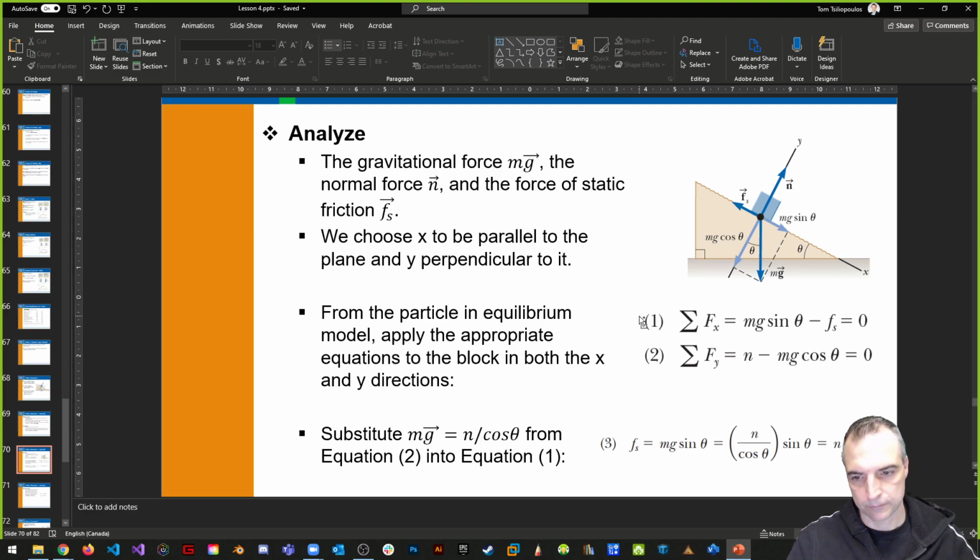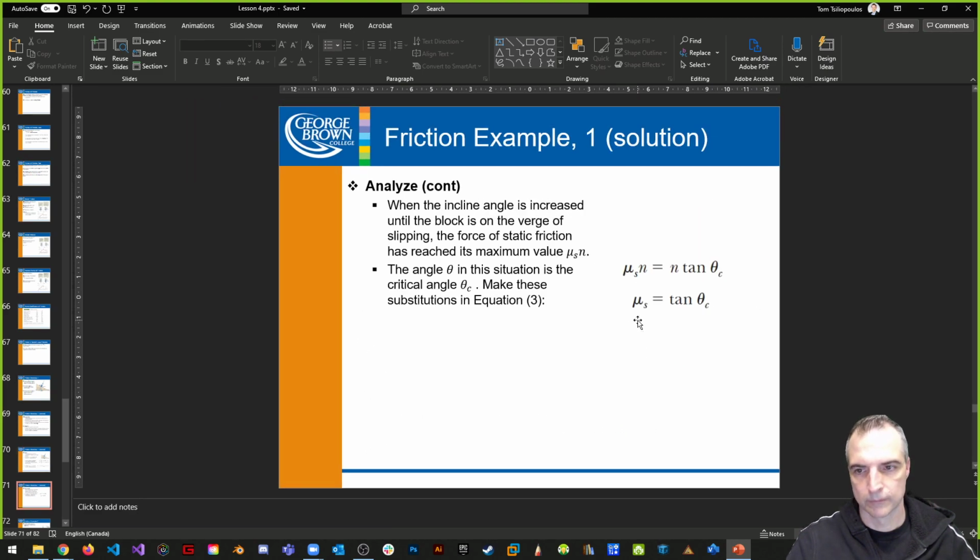Okay? And if we know that the coefficient of static friction times the normal force is equal to the normal force times tan theta, then we can say that the coefficient of static friction is equal to tan theta, which is interesting. You can actually calculate the coefficient of static friction.